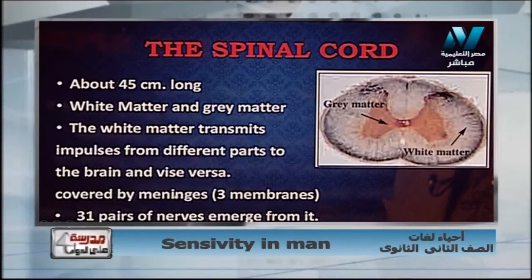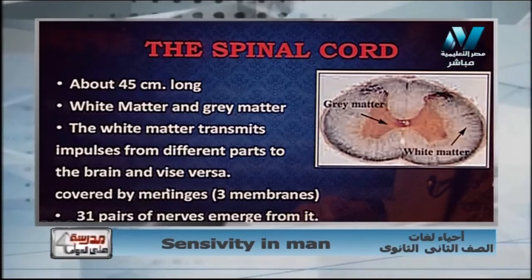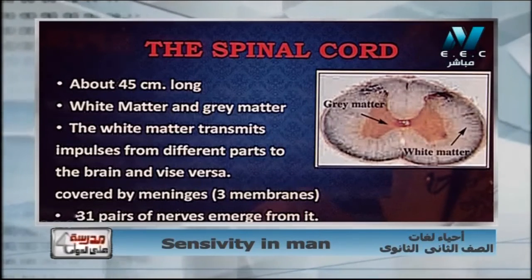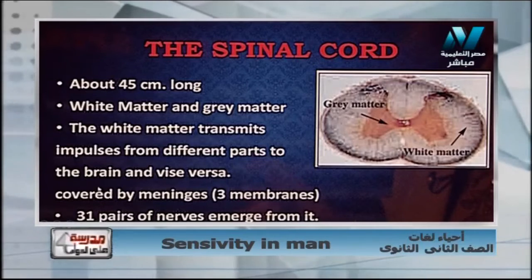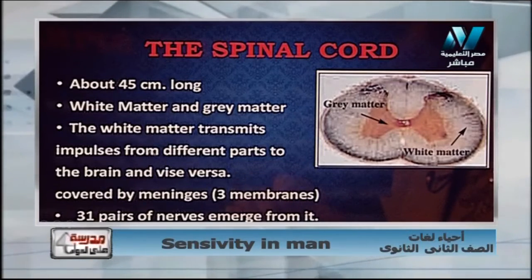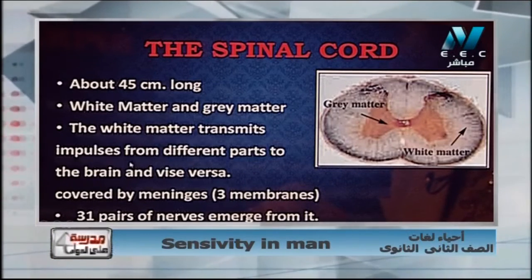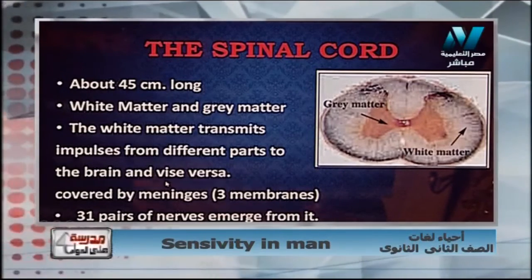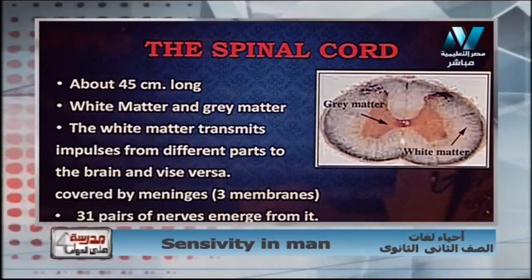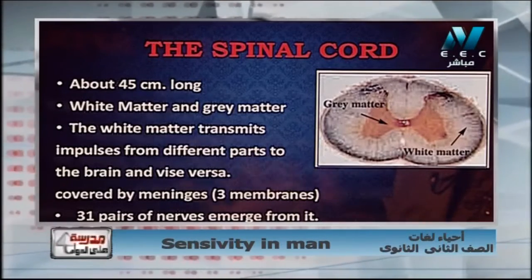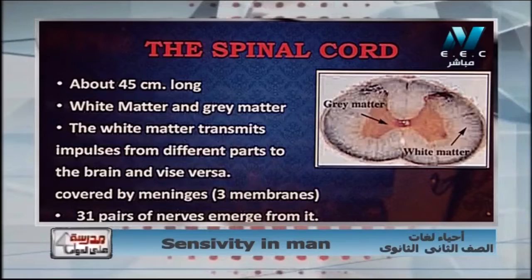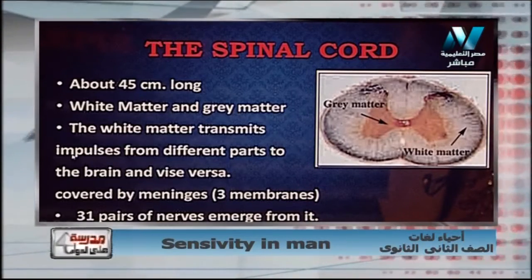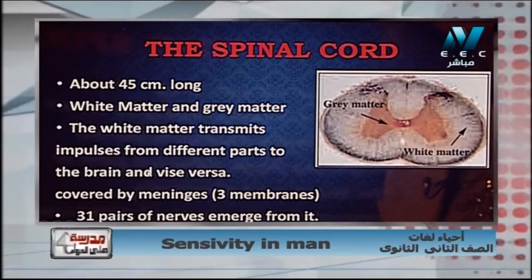If these three membranes are infected, the person will suffer from severe fever and may die. From the spinal cord, 31 pairs of nerves emerge to spread all over the body, on the right and left sides. So they are emerging as pairs of nerves.